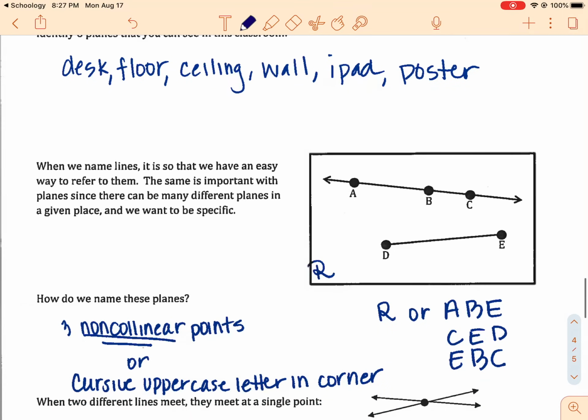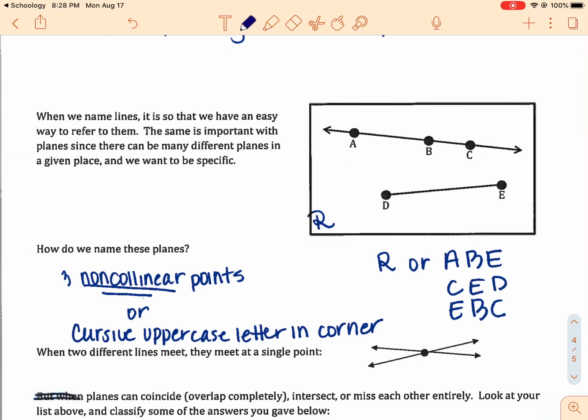How do we name planes? Well, when we do lines, we always try making it the same way in order to make it easier to represent and refer to them. Same idea with planes. We can either name them with 3 non-collinear points, so 3 points that are not on the same line, but are on that same flat surface, or we would use a cursive uppercase letter in the corner. So we would just call this one plane R, so it's a capital R there.